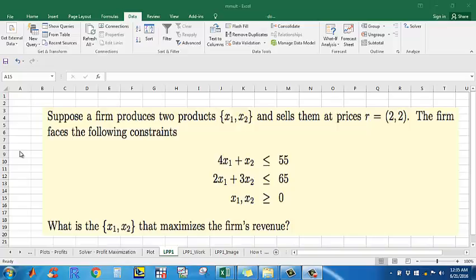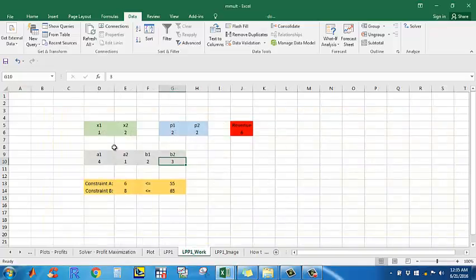Now this is an example of a simple linear programming problem, and we will use Solver to identify the solution to this problem. So let's consider some arbitrary initial values for x1 and x2 as 1 and 2. P1 and P2 are 2 each. The total revenue is basically sum product, price into quantity. So it's sum product of P into X, that is P1 into X1 and P2 into X2.